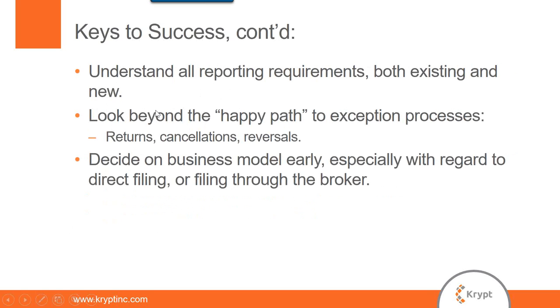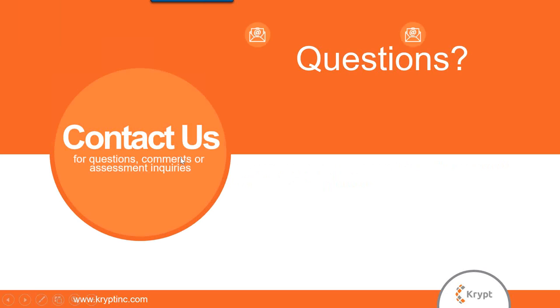And look beyond the happy path, the high level, to all the exception processes that you may have in your business. Those exception processes most commonly would be returns, any cancellation process, reversals, those types of things. So there may be very specific processes that you have that may or may not be standard, so understanding how those integrate with the rest of the system is very important. And then also understanding your business model in terms of whether you're interested in filing direct with customs or filing through a broker. That can have implications back through how this whole process is designed and what types of documents. And it's really important to understand what your business model is for that.